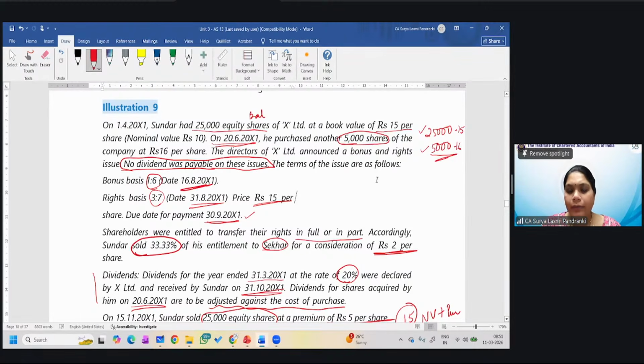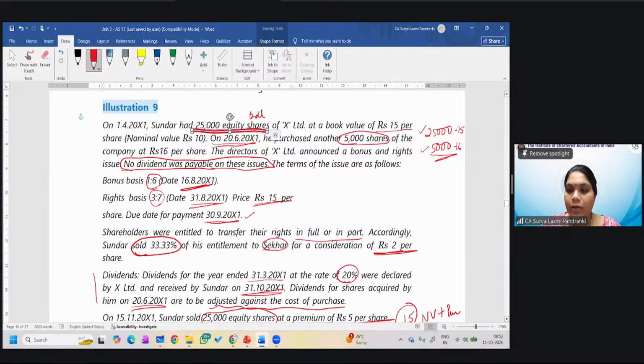Okay, ma'am, but for the previous years, the brought forward shares? Previous year's, meaning last year's? Yes. This is the balance, no? That's why we have calculated on 25,000. Dividend is calculated on the entire 25,000 shares, no?